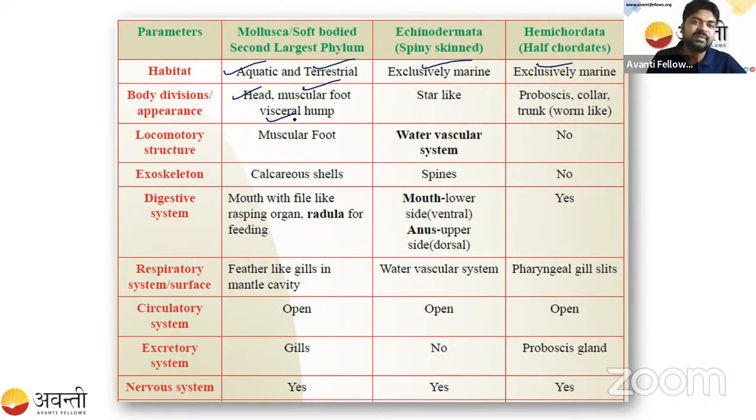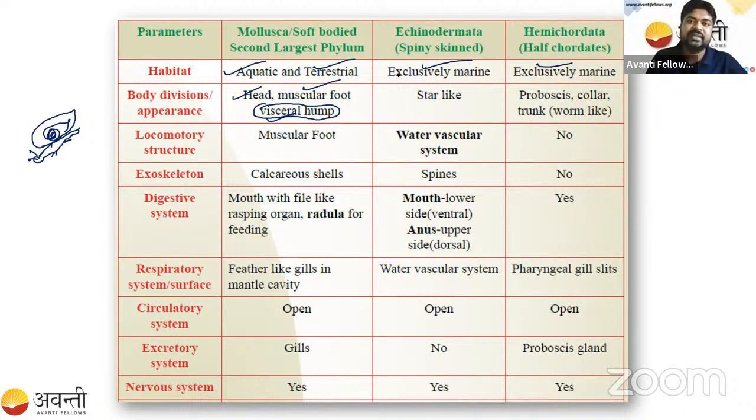Then what is meant by visceral hump? Visceral hump means, I think you have observed a snail. For example, this is the snail, and the snail has this type of shell. This shell contains the digestive system of that specific organism, and that's why it is known as the visceral hump.